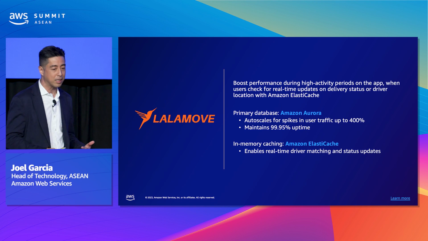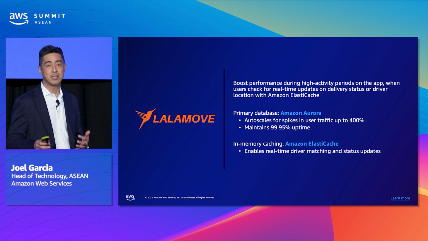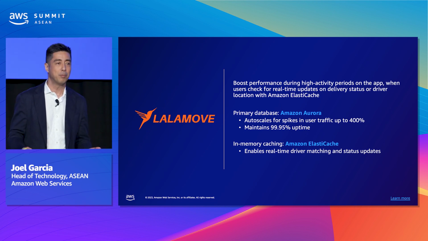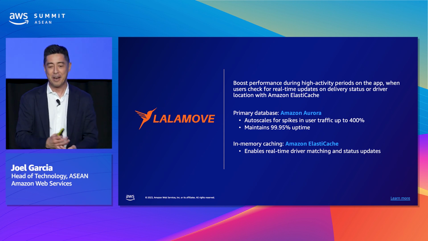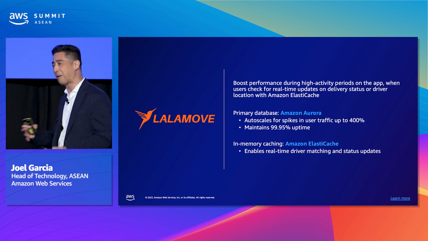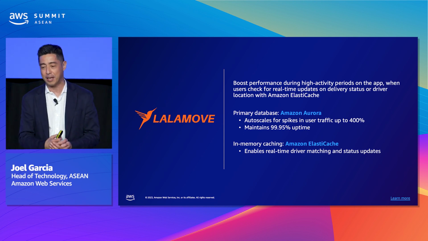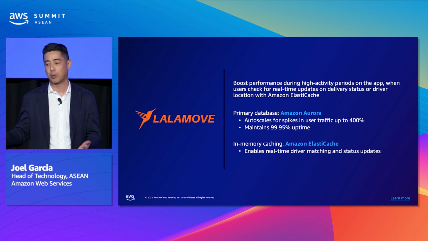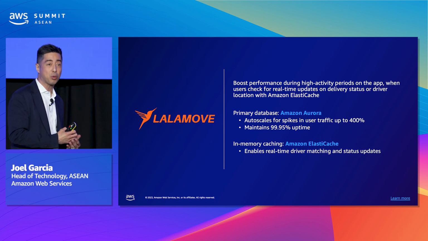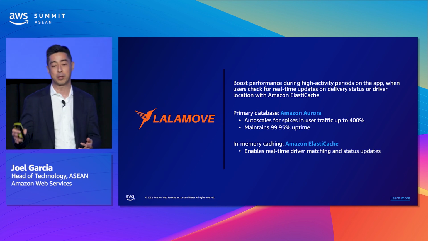But in the process, we all know that these demands can spike. In the case of Lalamove, when everyone else decides to send their bike home maybe, there are also spikes in their demand. And by using Amazon Aurora, we help Lalamove address traffic spikes of up to 400%.